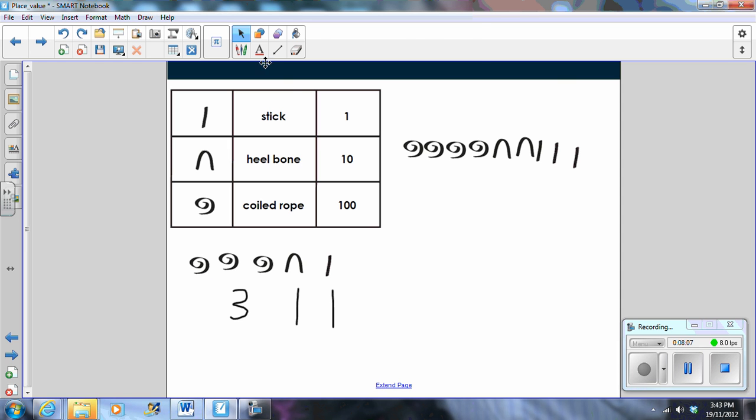So let's look at this number here. So if we're writing this in ancient Egyptian, translating would be 1, 2, 3. We have 400 and 2 hill bones, which is 23.